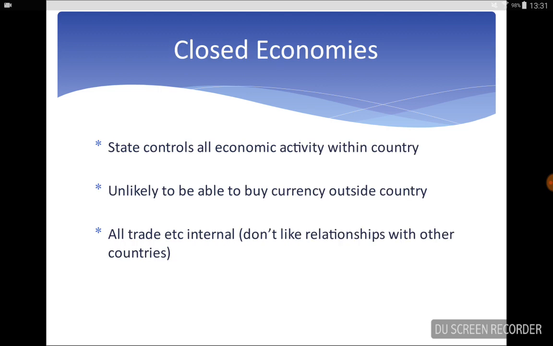So a closed economy, what is it? Well, basically it is an economy where the country, everything is run, controlled, regulated by the state. So there's no private business. The state owns all the factories, it owns all the methods of production, all the retail, all the shops, all the factories. Everything is owned by the government.